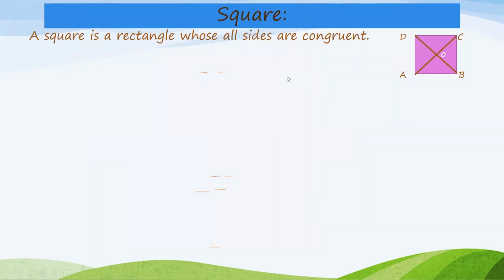So what is a square? A square is a rectangle whose all sides are congruent. Here in this diagram, you can see that all the sides are congruent. But the angles are all equal to right angle, that means 90 degrees. So it is a rectangle having all the sides congruent. So if the square is a rectangle, that means all the properties of the rectangle are also included in square.